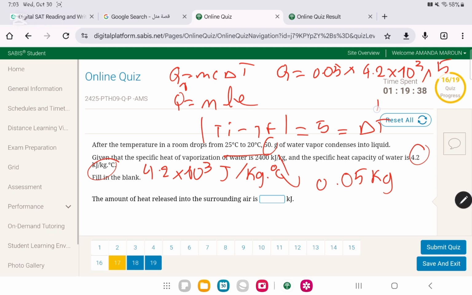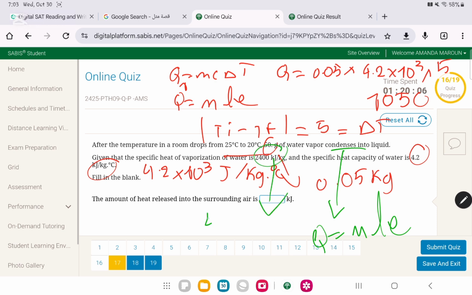And it is going to be 1050. Now, for the condensation, we're going to do Q is equal to M times the latent heat of vaporization. The specific heat of vaporization of water is in kilojoules, so we need to change it from kilojoules into joules. So it becomes joules per kg, simply by multiplying it by 10 to the power of 3.